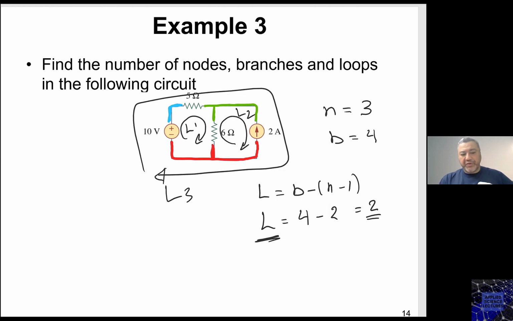Here we're talking about the loops, and we're going to come to the definitions and how to assign the loops. Here we're talking in general. This is a circuit that has, as you can see, four branches, three nodes. The number of loops is two loops, right? It doesn't matter the direction here, whether clockwise or counterclockwise. It's not going to change anything.